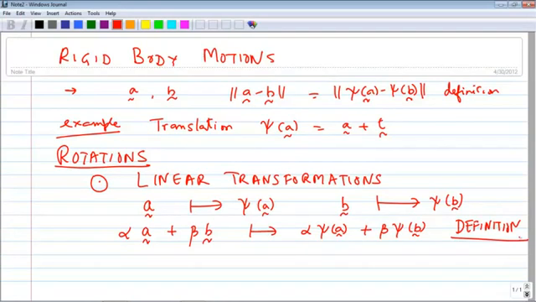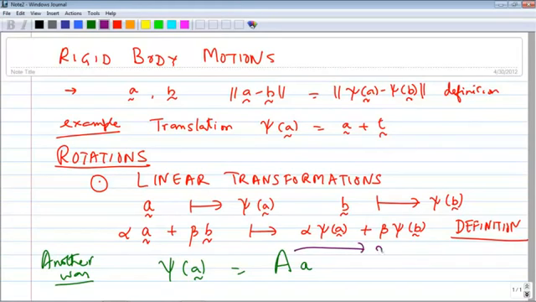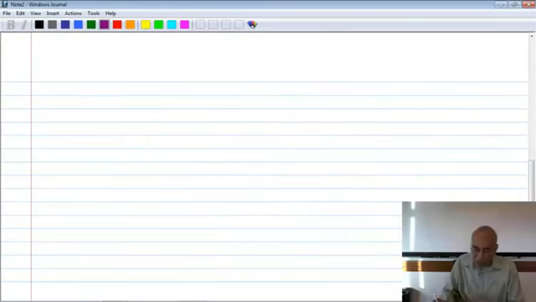Okay, that's one way to think about it abstractly in a mathematical sense, but there is a more practical way to think about it, which is that suppose A is a vector, another way is that psi of A is given by a matrix times a vector A. So here let's get our notation right. This is a matrix and this is a vector. Okay, let's state this more clearly.